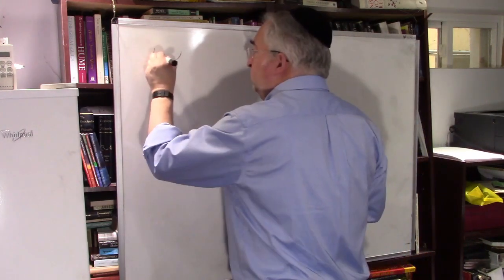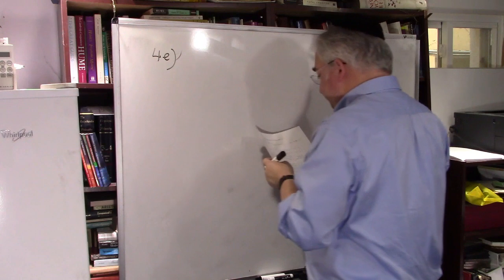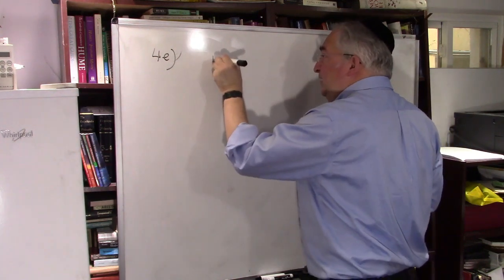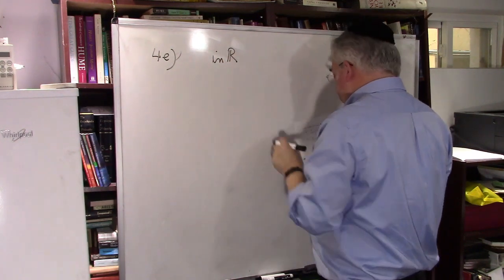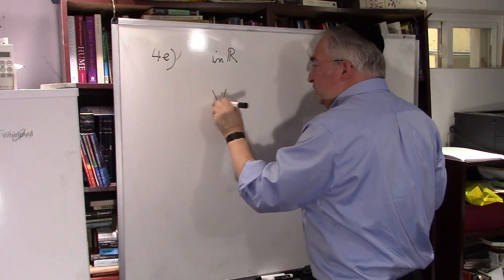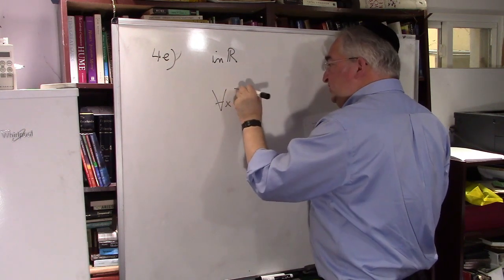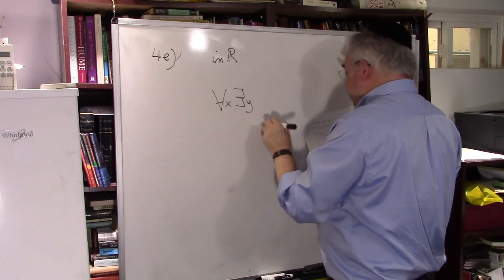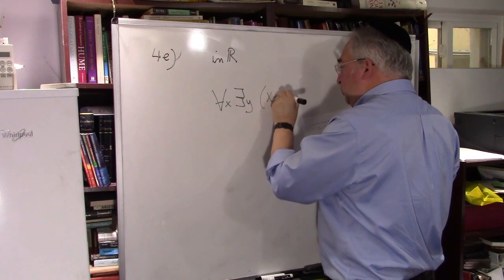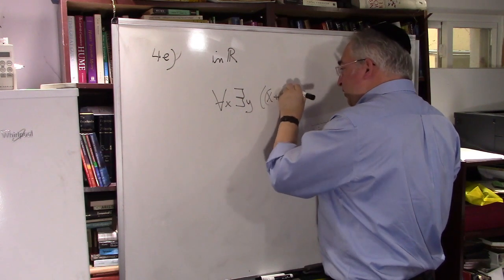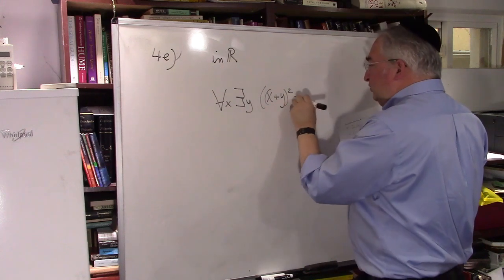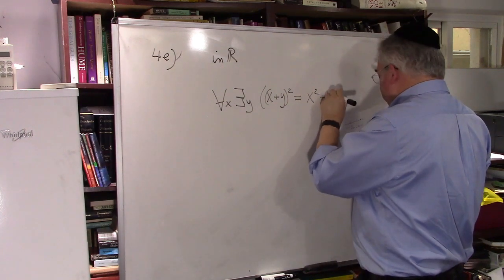4e. Okay, we're talking about the real numbers. Okay, let's see what it says. For all x, there exists a y such that x plus y squared is equal to x squared plus y squared.